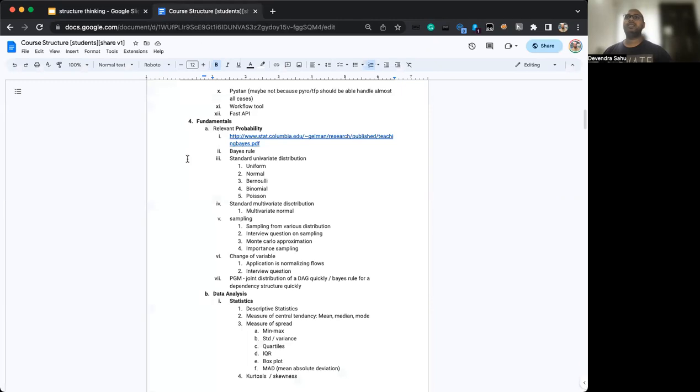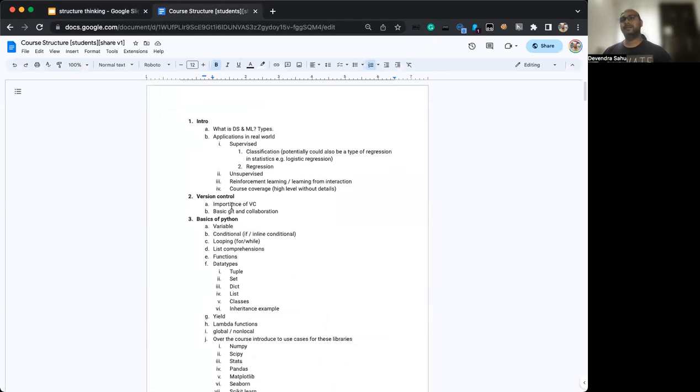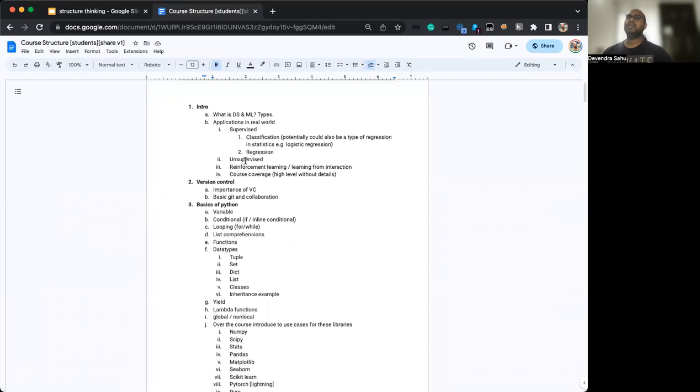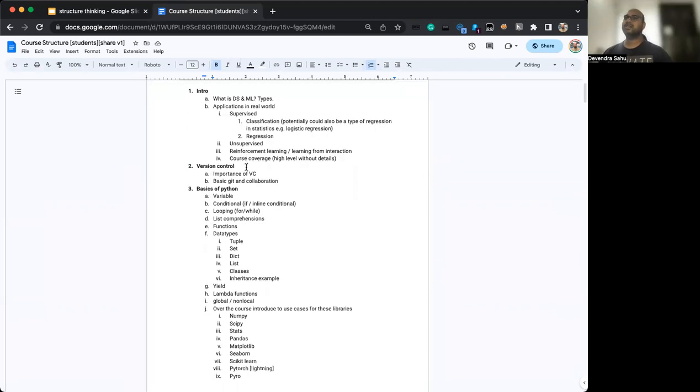This is a more detailed structure. So basically, we'll do some kind of intro and we'll look at what the course will cover at a very high level. And yeah, this is a course on machine learning. So anything else is more like auxiliary things. So we might not spend too much time on those.